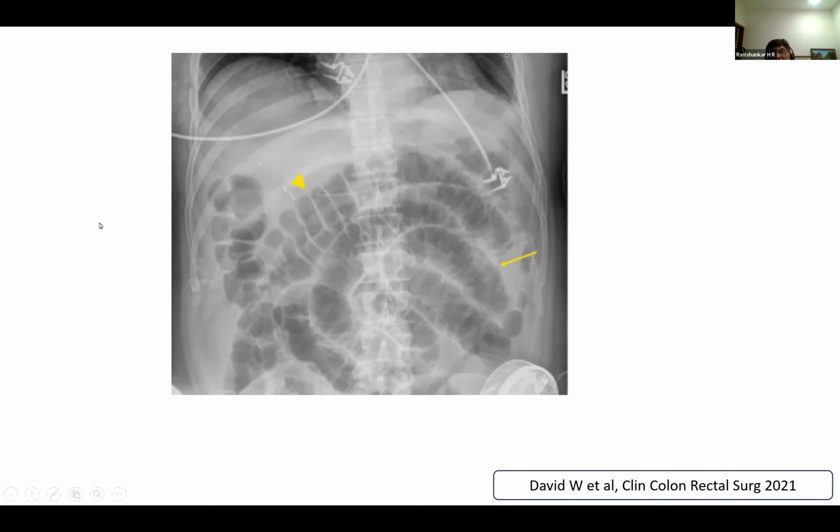Is there gas in the rectum? So this picture is not proper, sir. When you're taking an X-ray, you have to expose the full pelvis to see the rectal air shadow. If there is gas in the rectum, then it is not a large bowel obstruction. Then it is a paralytic obstruction or paralytic ileus. Yes, sir.